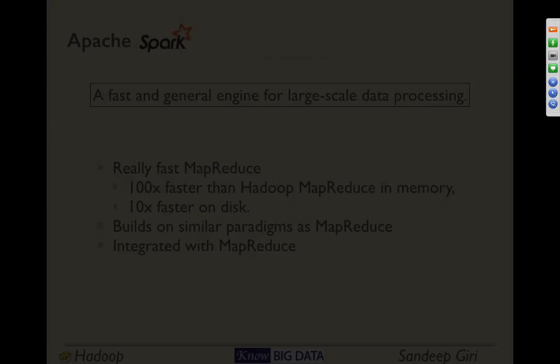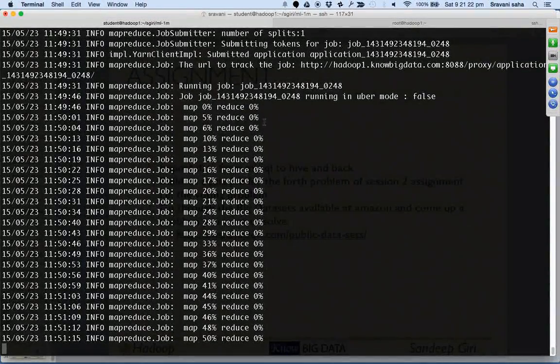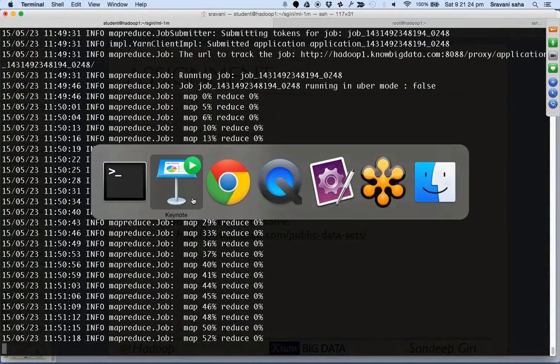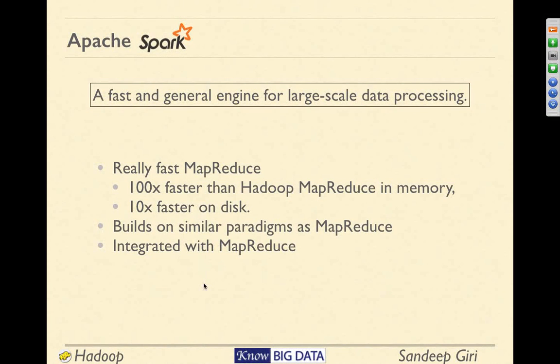While our MAHOUT is running parallelly, you can see that it's executing MapReduces. Today we are going to discuss Apache Spark. Apache Spark has been, in recent times, really fast as compared to MapReduce and other systems. It's a fast general engine for large scale data processing.